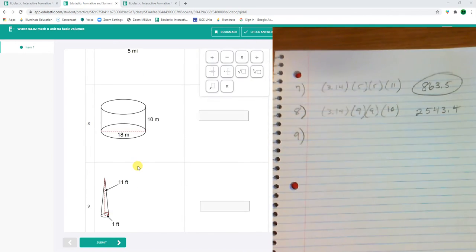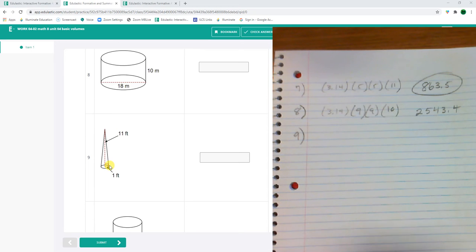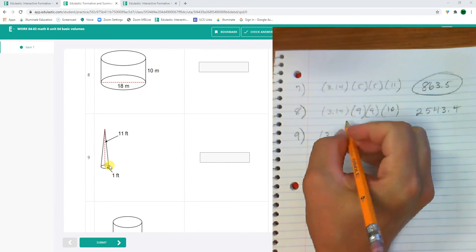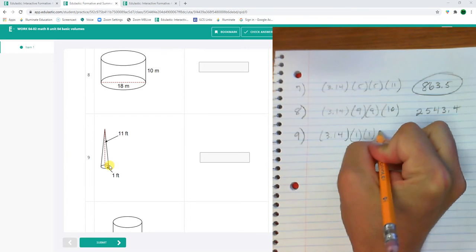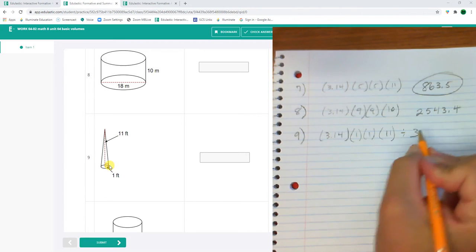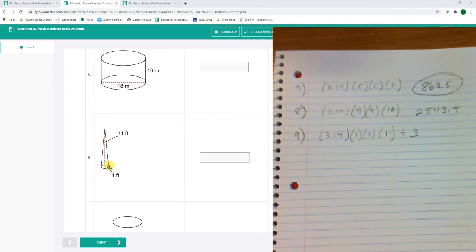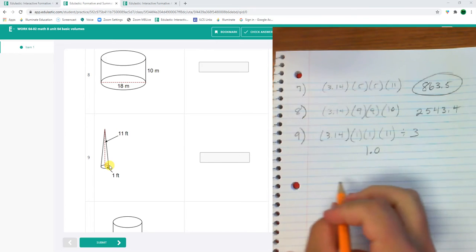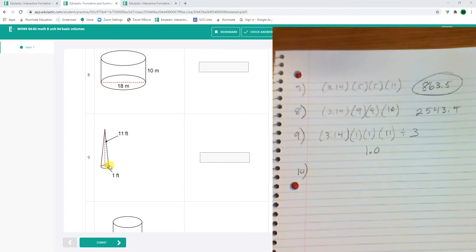Number 9, a cone. So pi radius is 1 squared times the height divided by 3. 3.14 times 1 times 1 times 1 divided by 3. 1.0 with the correct rounding. Let's get those last 3 in.